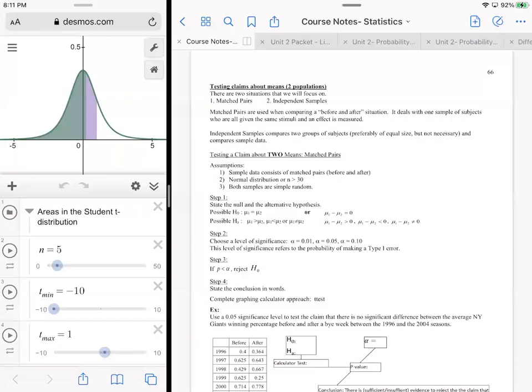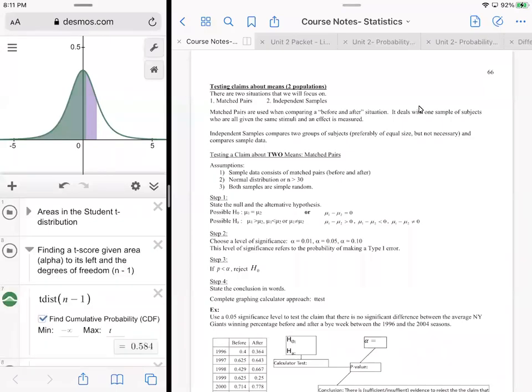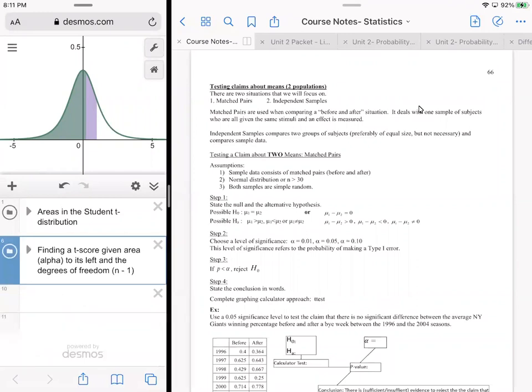Recording here. So, like I said, I'll do the matched pairs case, and then we'll talk tech assignment, and then we'll go from there. So, when you're testing claims about two population means, there's two ways you can do it. One is with independent samples, and the other is with matched pairs.